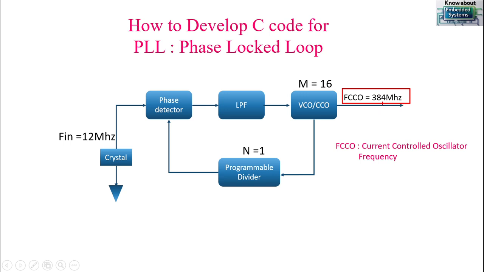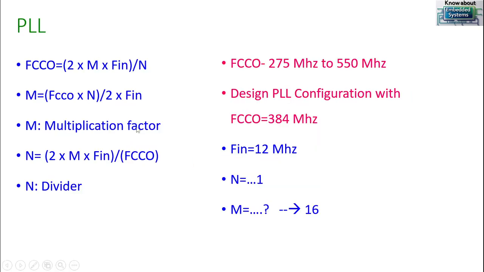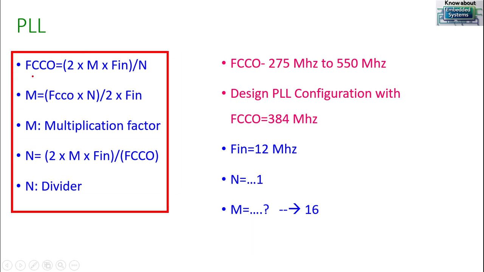So that means PLL is used to generate a new and high frequency, which is very constant, or very consistent in its frequency value. Before going to the coding, some of the equations also we have to understand, because based on the equation we have to configure some parameters in the PLL. So the first part of PLL is one called FCCO.